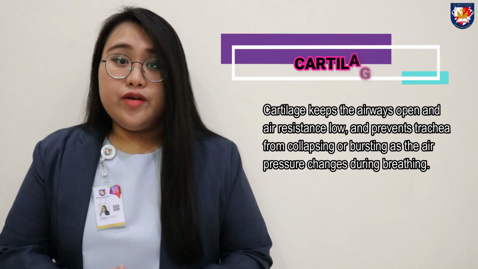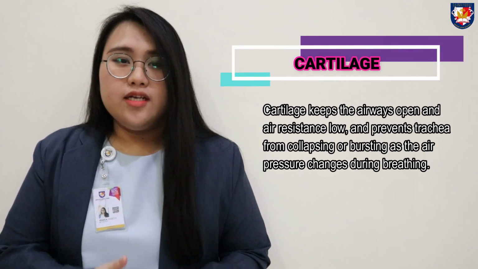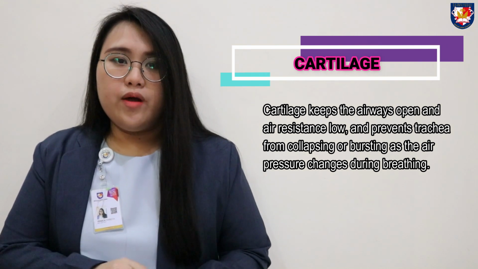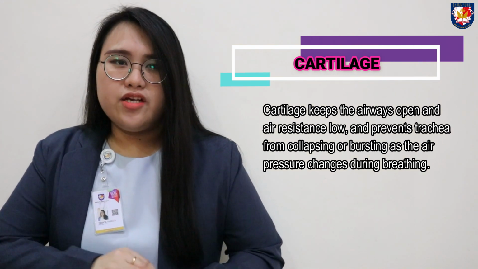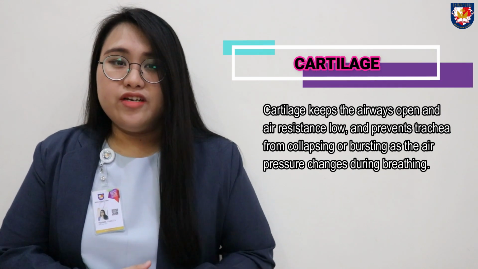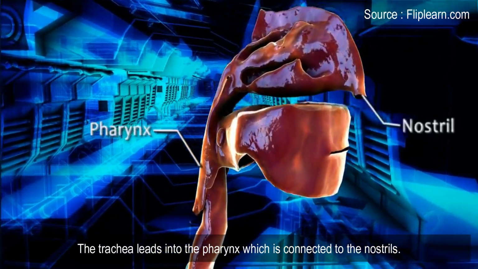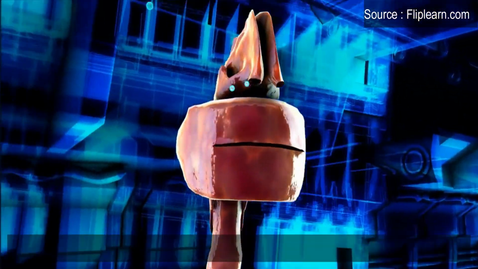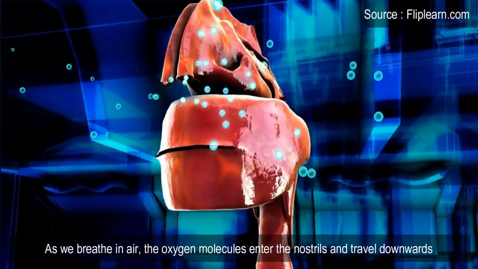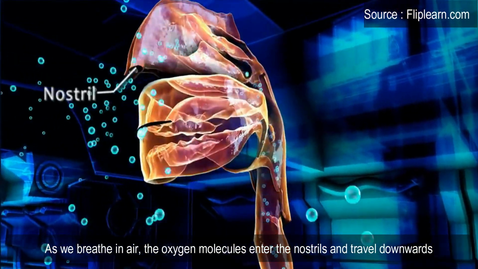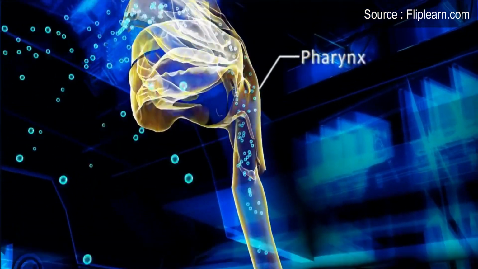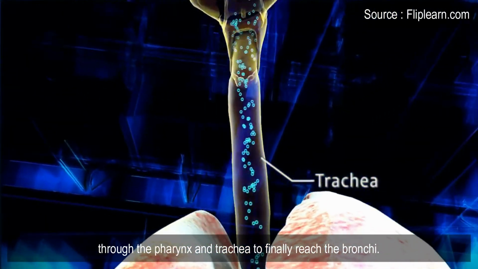Cartilage keeps the airways open and the air resistance low, so it prevents the trachea from bursting or collapsing as the air pressure keeps changing during breathing. The trachea leads into the pharynx, which is connected to the nostrils. As we breathe in air, the oxygen molecules enter the nostrils and travel downwards through the pharynx and trachea to finally reach the bronchi.